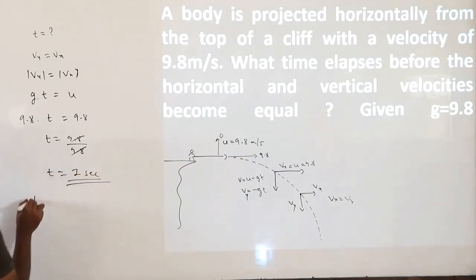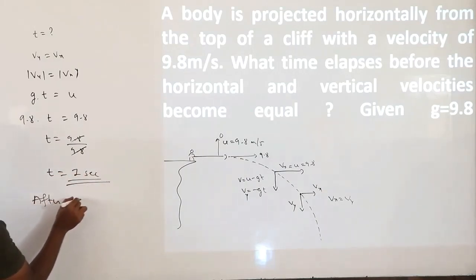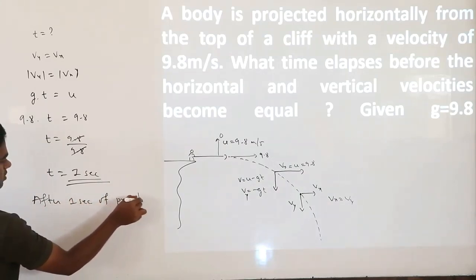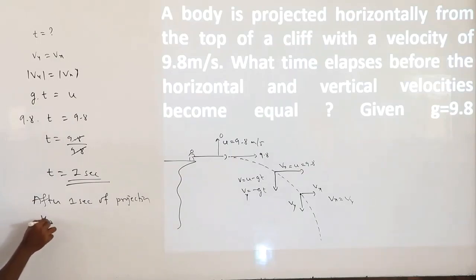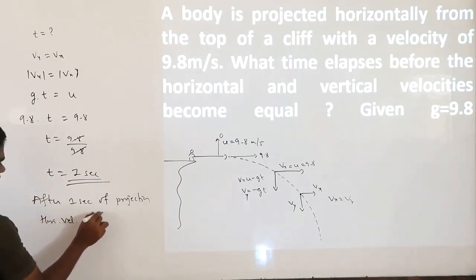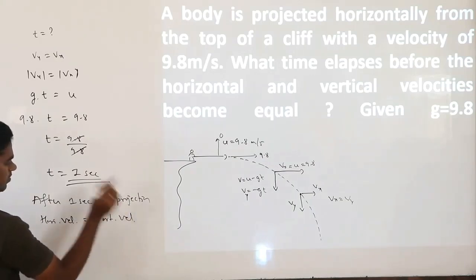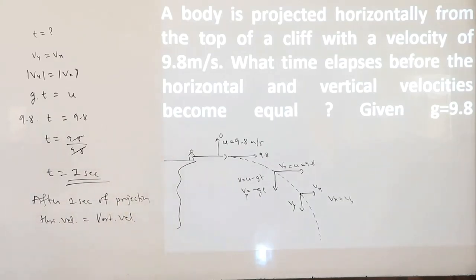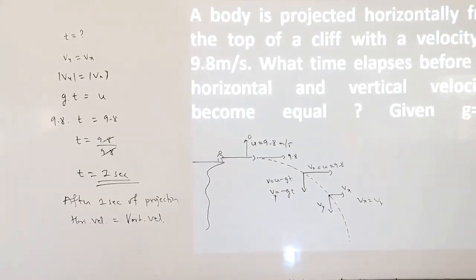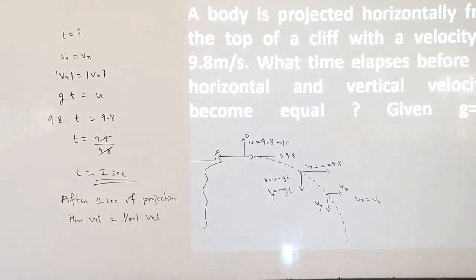That means after 1 second of projection, the horizontal velocity becomes equal to the vertical velocity. So vy becomes equal to vx when the time elapsed is 1 second.